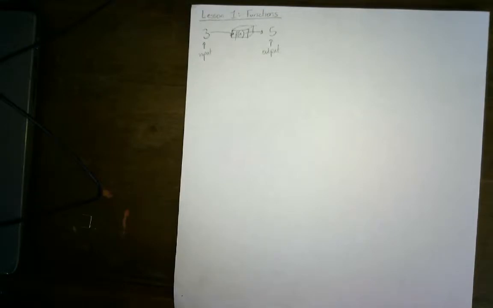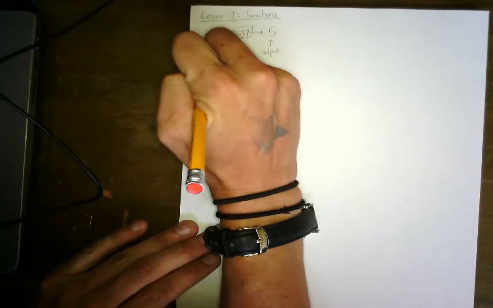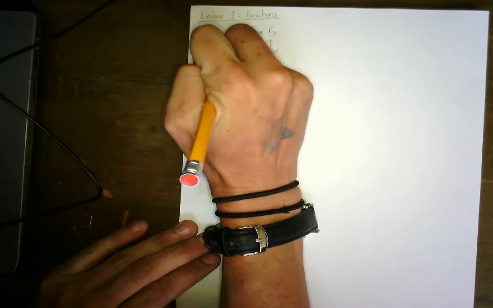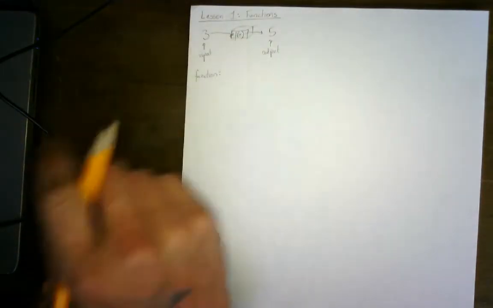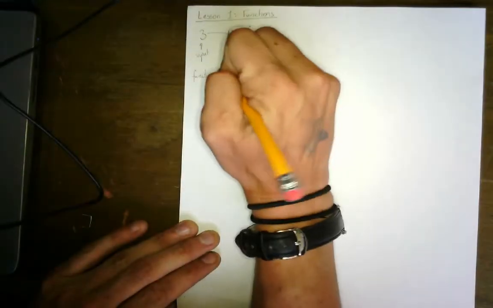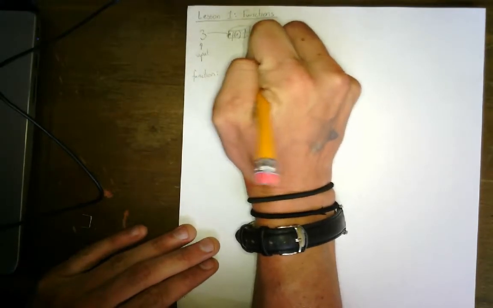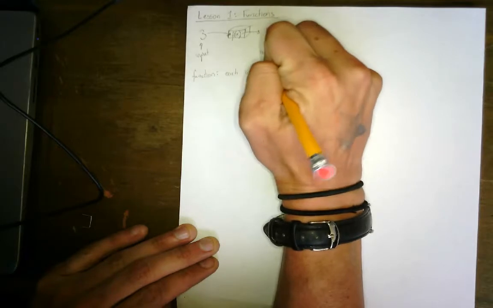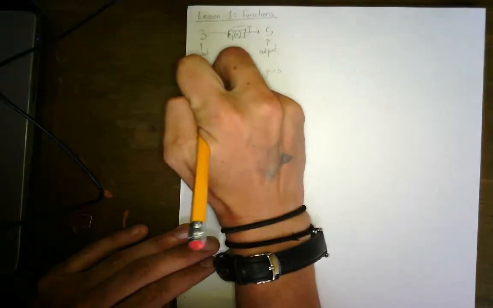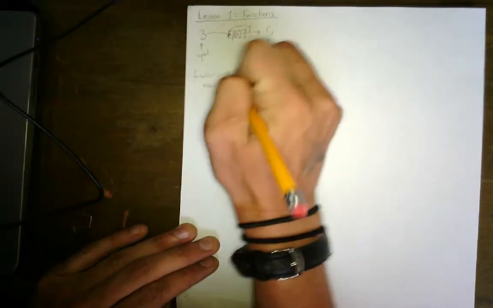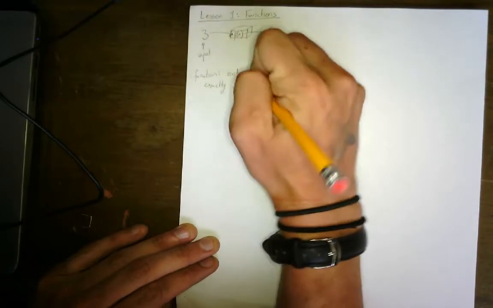We can do that more and more, and what I want to do is take a step back. I know I verbally said what a function was, but I want to put it into writing. A function is a very special case where each input gives exactly one output.